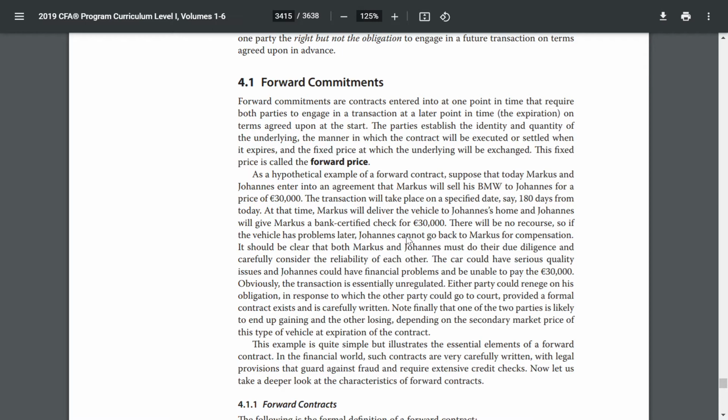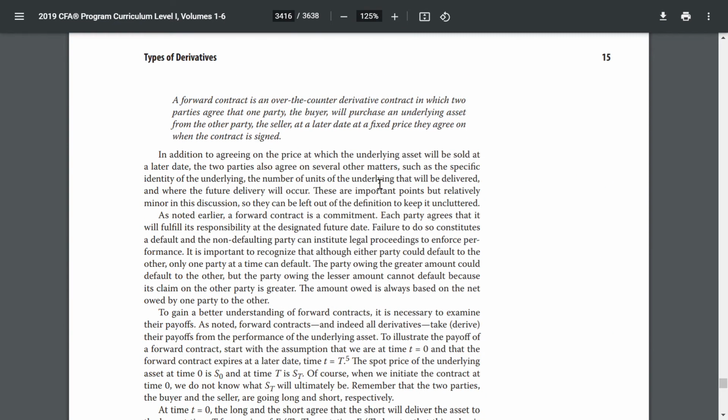Note finally that one of the two parties is likely to end up gaining and the other losing, depending on the secondary market price of the type of vehicle at the expiration of the contract.